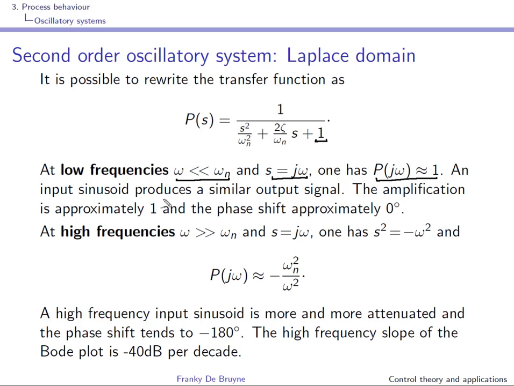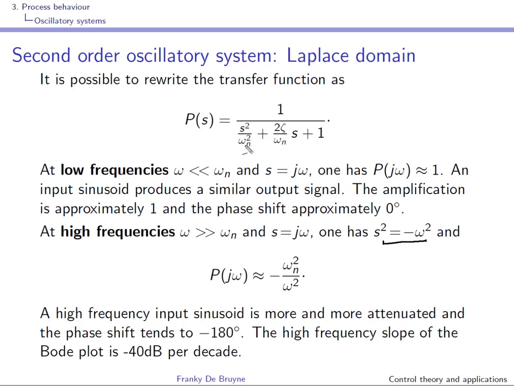So this means that an input sinusoid will produce a very similar output signal, right? So the amplification is approximately 1 and the phase shift approximately 0 degrees. At high frequencies, much larger than the natural frequency, well, it is this term that will be dominating. Okay, if s is equal to j omega, well then s square is equal to minus omega square.